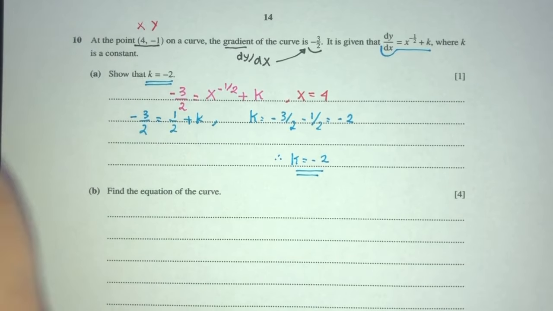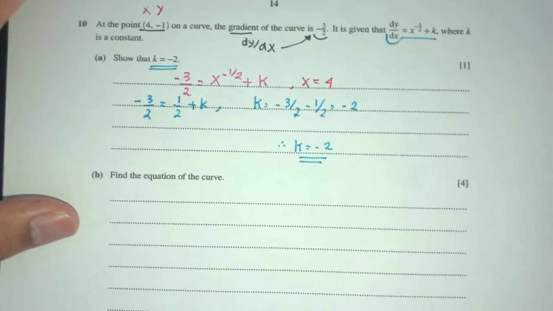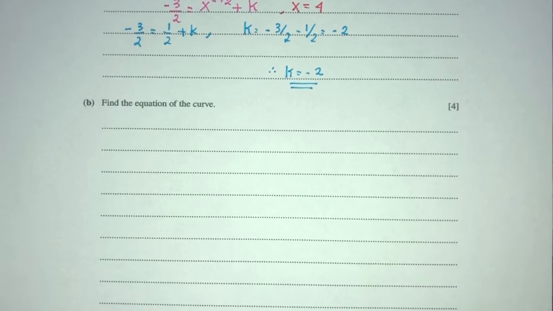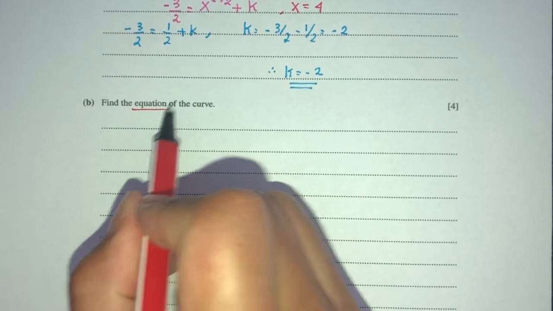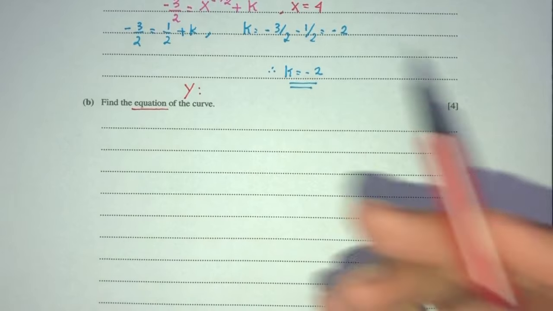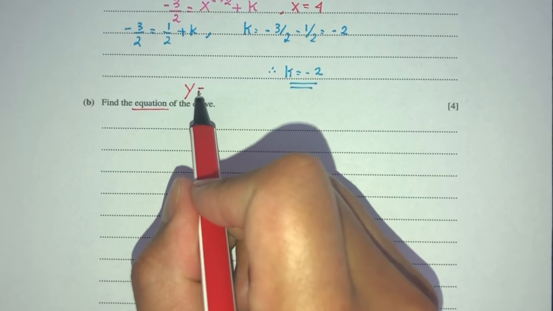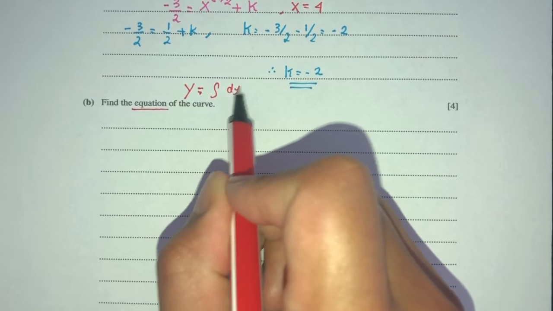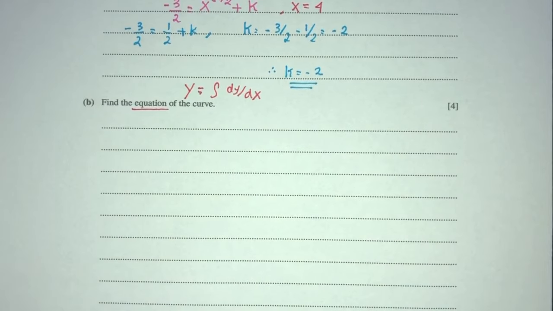This is part A of your question. Now let's move on to part B of your question. So find the equation of the curve. The equation of the curve is basically finding y using dy by dx. So we should know y is the integration of dy by dx. That's the main point of this question. We just have to know how to find y, which is the equation of the curve.